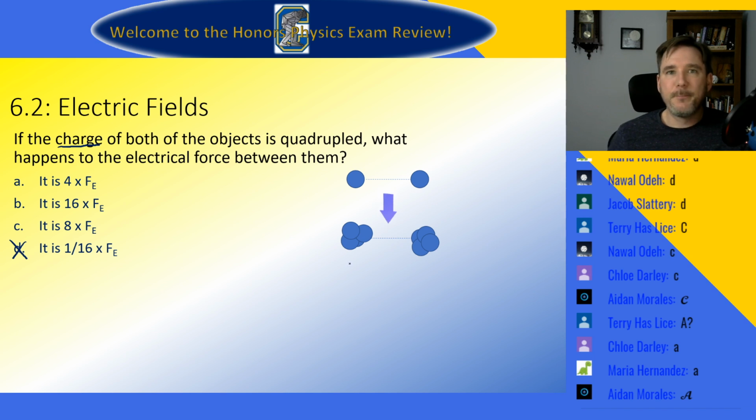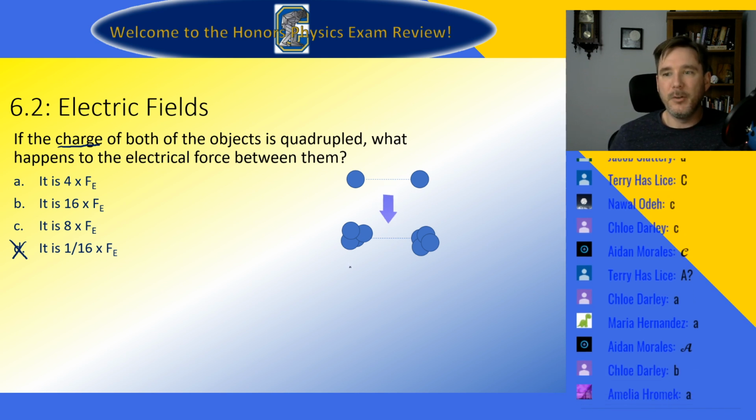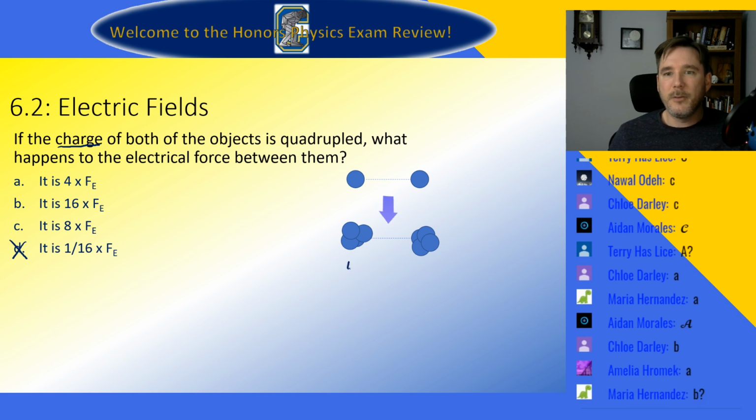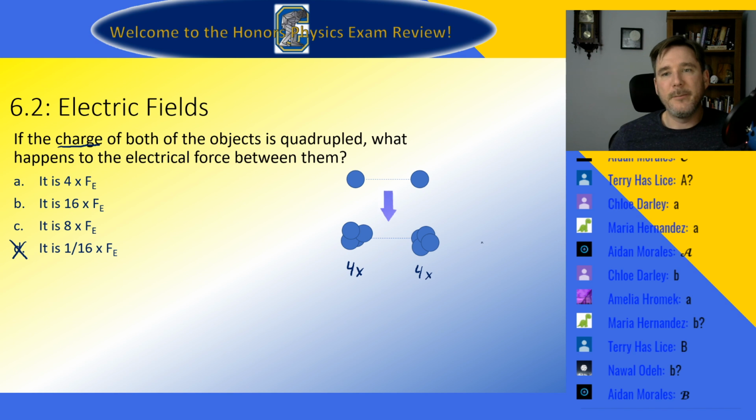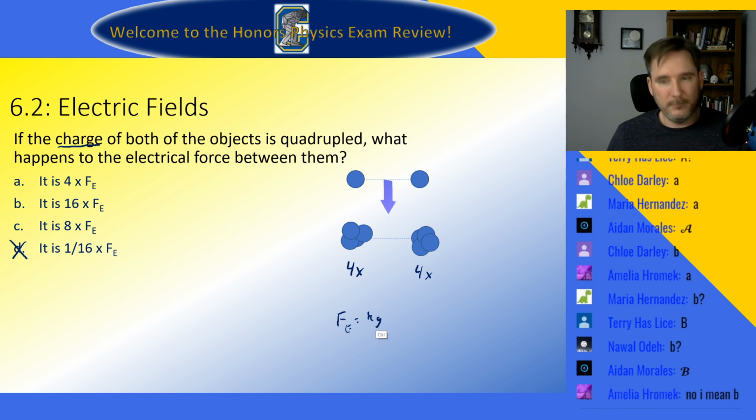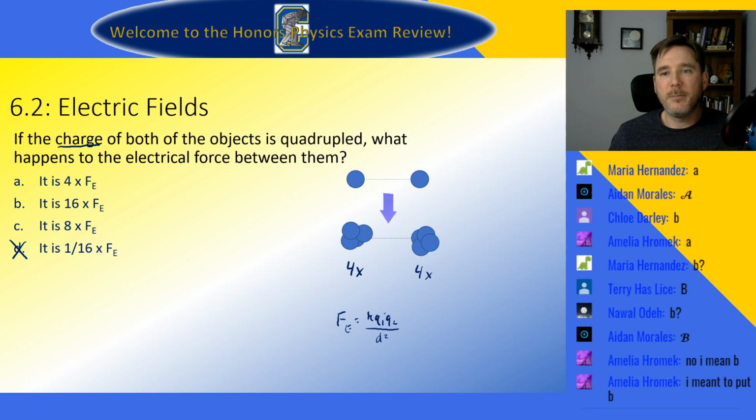Here's what happens, and let me explain. This is going to get 4 times as strong, and this is going to get 4 times as strong. In the equation of Fe equals K Q1 Q2 divided by distance squared, you multiply these together. And yep, it is definitely going to be B.